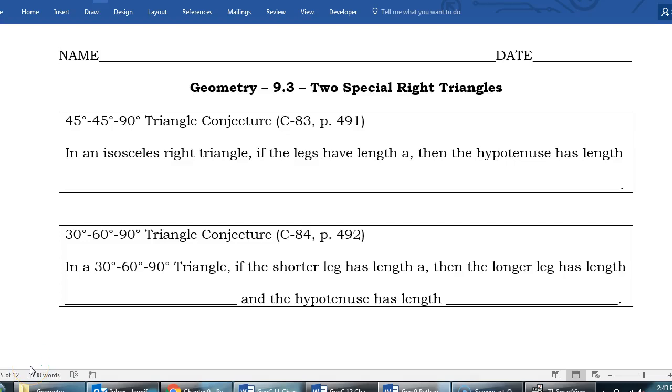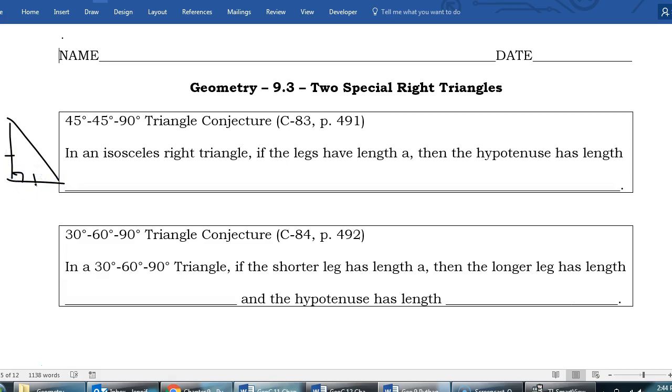This is Geometry Lesson 9.3, and we're going to talk about two special right triangles. So the first one is the isosceles right triangle. This is what happens when you have a triangle with two congruent sides.